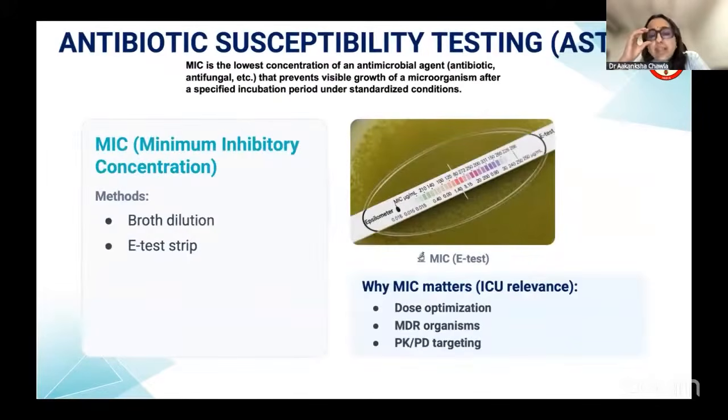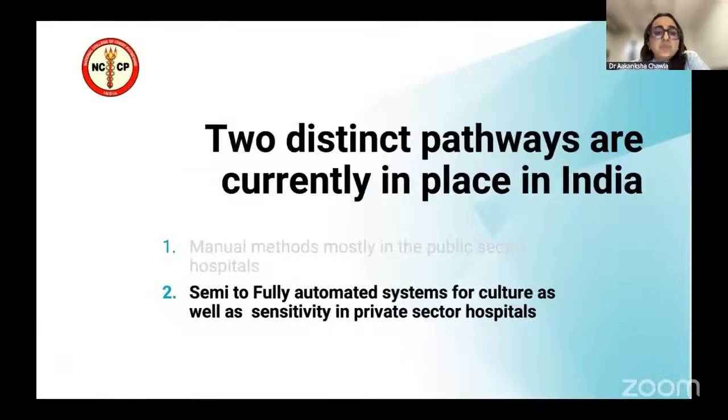So how does MIC help? What is the significance in ICU? It will help you in your dose optimization, identifying your MDR pathogens, and then for the PK/PD targeting. So that is the relevance of MIC in the ICU.